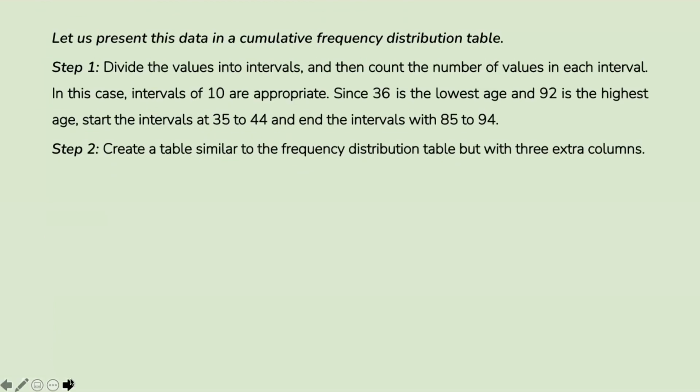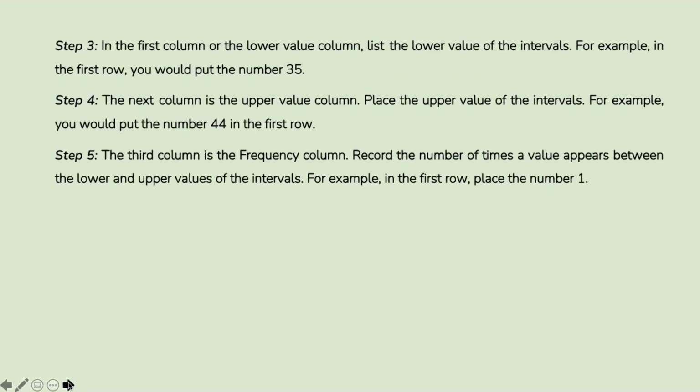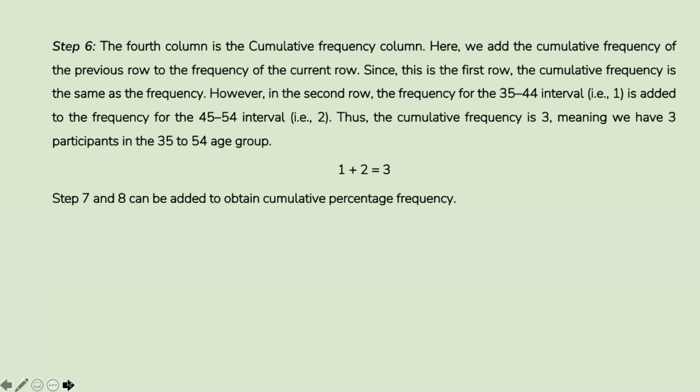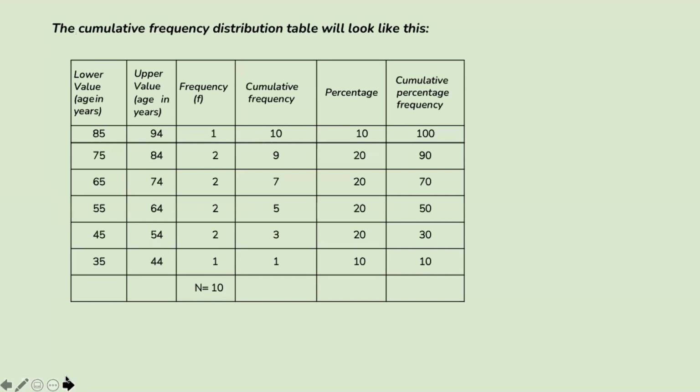Now we have to create a frequency distribution table. First we'll go through the steps and then we will solve it. In the first column, you have to write the lower value. You have divided into intervals of length 10. Suppose 85 to 94, if you count, there will be 10 values: 85, 86, 87, 88, 89, 90, 91, 92, 93, and 94. So there are 10 values. So each is an interval of length 10.